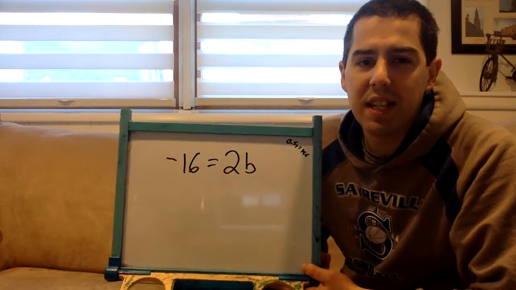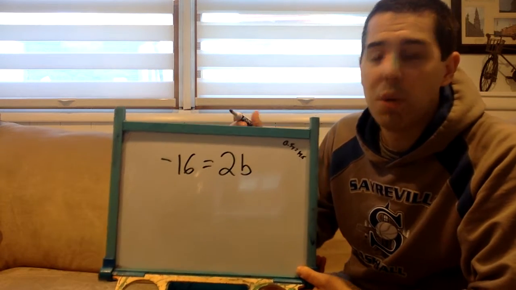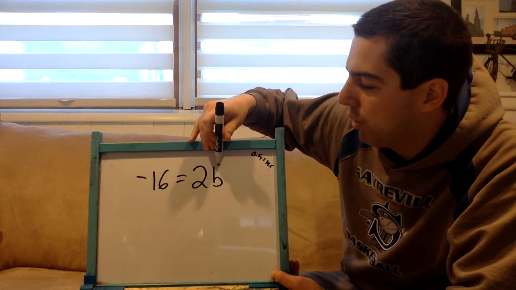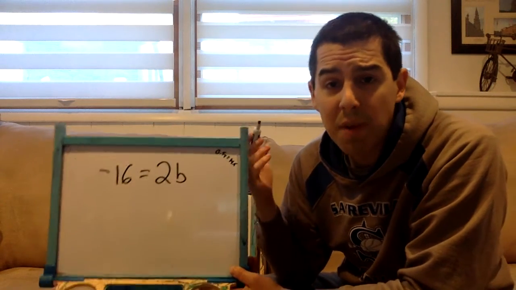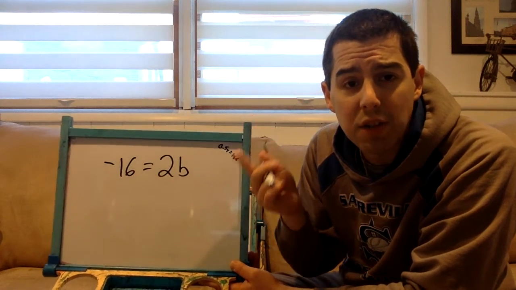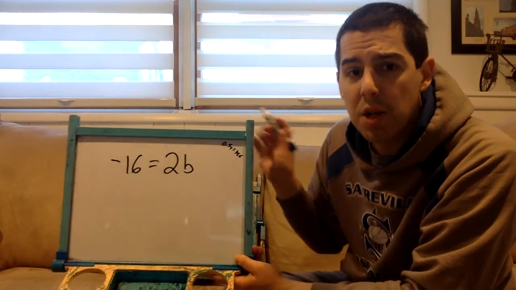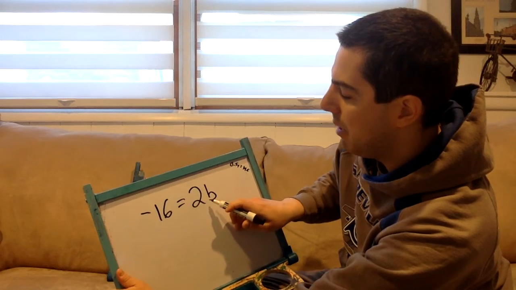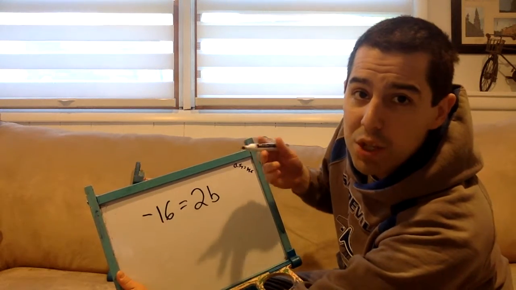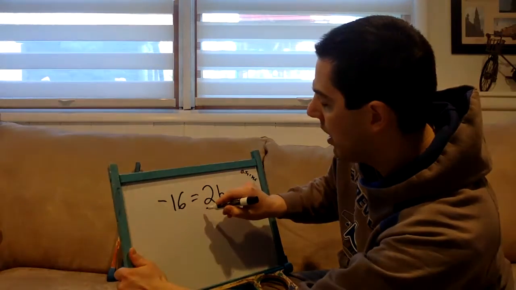Negative 16 equals 2b. So what we're saying here is 2 multiplied by some number equals negative 16. Some of us, using our mental math skills, might already know what the answer is. But just in case, we would think back to earlier. 2b means 2 multiplied by b. So we have to undo that. How do I undo that?